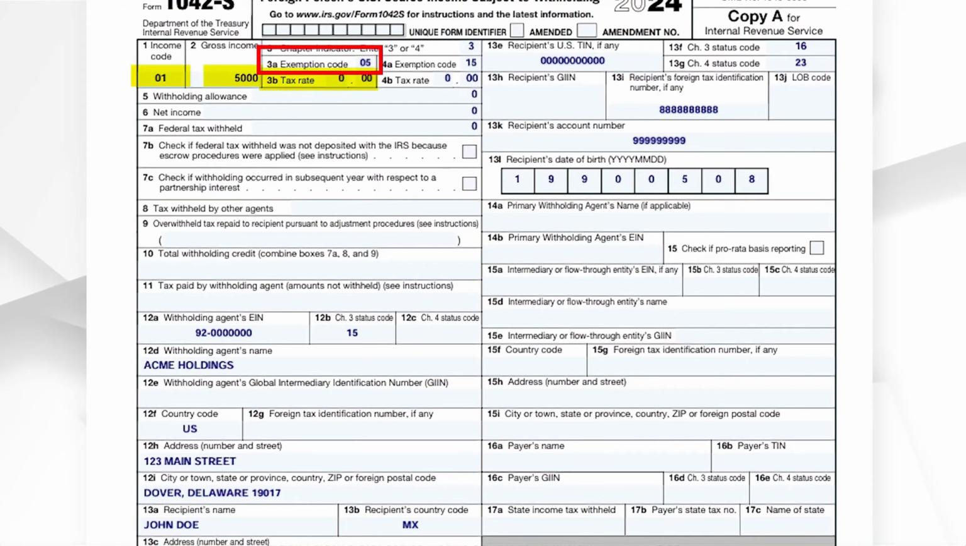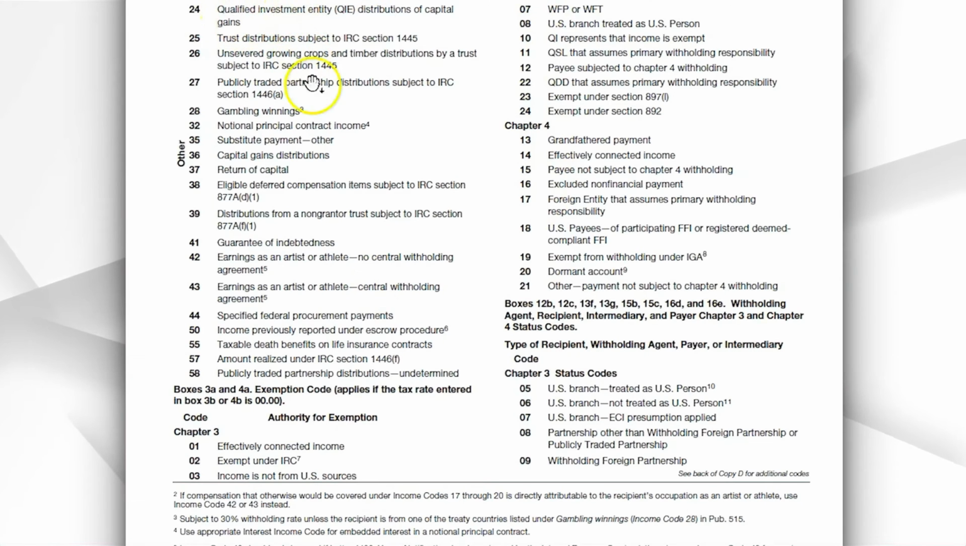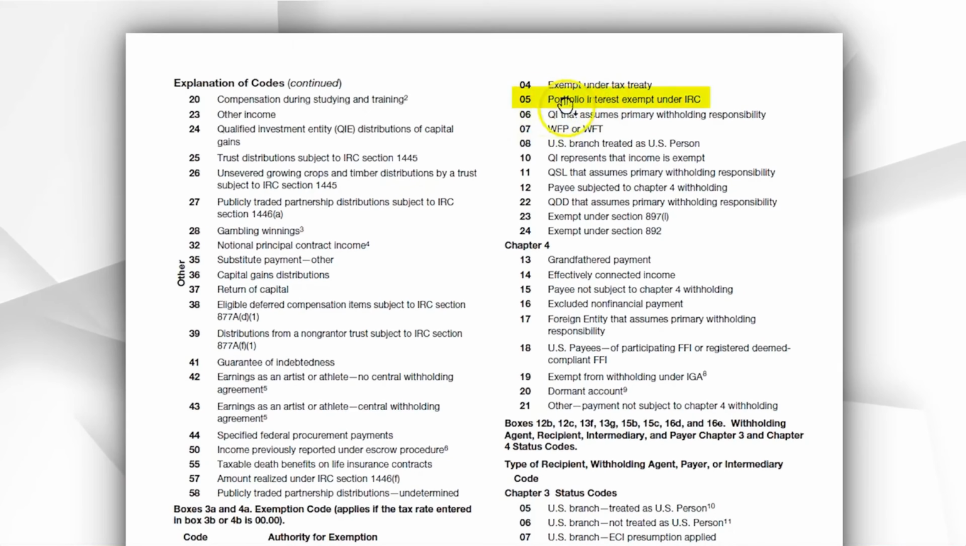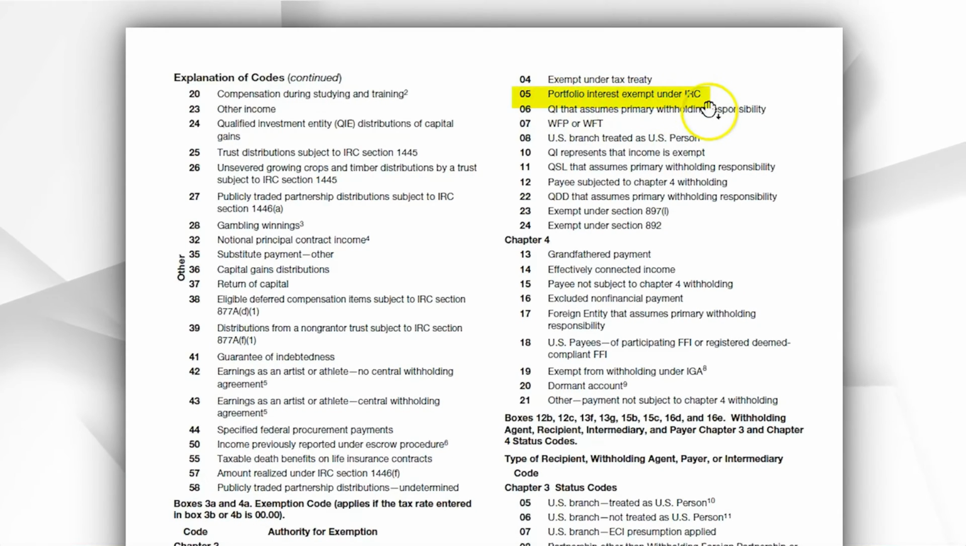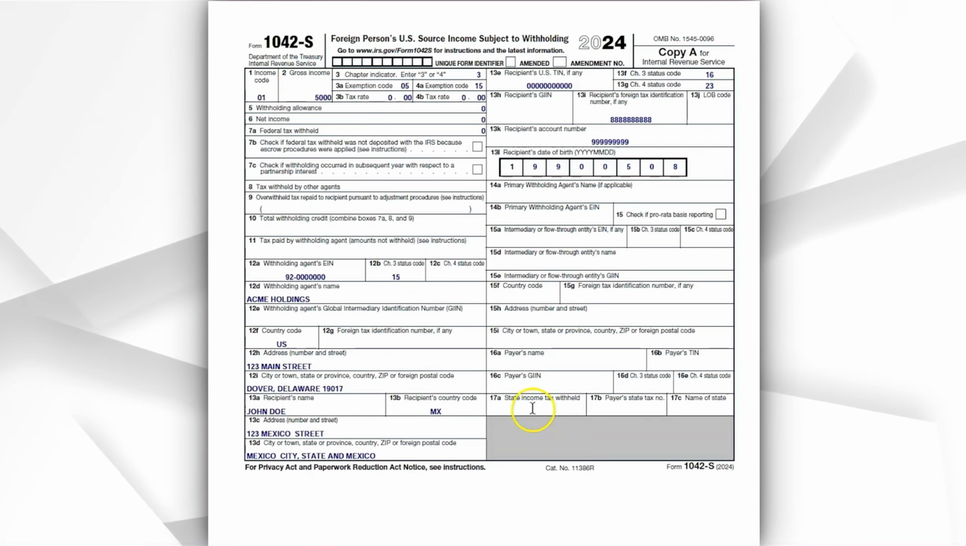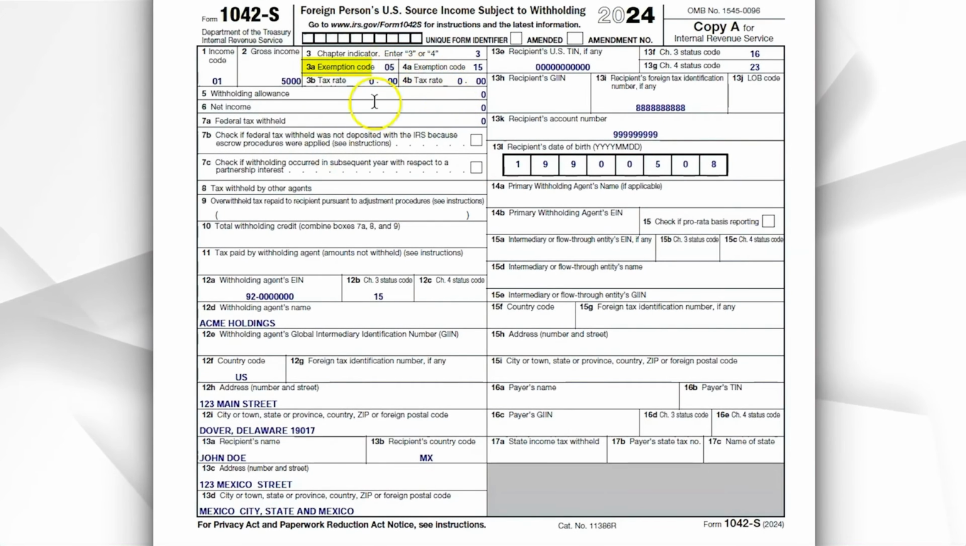So let's take a look at exemption code 05. You go all the way down to the instructions, and here is the authority for exemption. It says 05 is portfolio interest under the Internal Revenue Code. So this makes sense. Over here you will see other types of exemptions, but we are focusing on the 05 here, which is on the form. In this case, it's telling me that a Mexican resident receiving portfolio interest income is subject to a 0% withholding, because the Internal Revenue Code itself provides that relief. They don't even need to rely on the treaty.